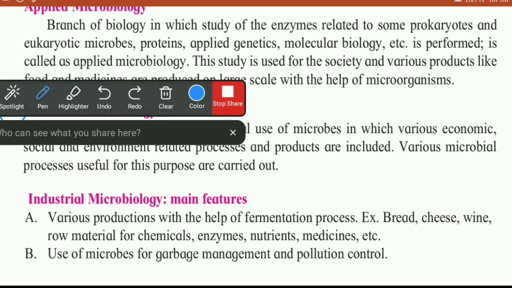The second feature is the use of microbes for garbage management and pollution control. There are multiple microbes and microorganisms which are used for garbage management, and nowadays they are also used for pollution control, like for sewage waste, right? So these are the main features that we will study in a further slide, in a further topic.